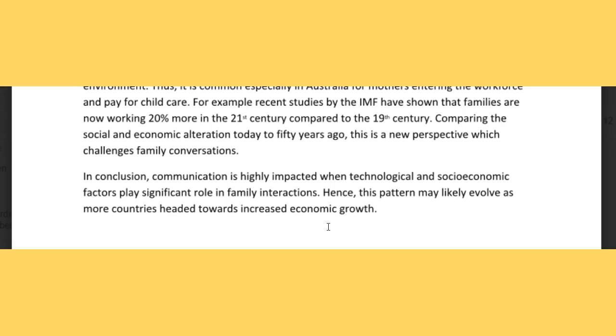In conclusion, communication is highly, communication is influencing heavily alongside socioeconomic factors in reducing family communication. Hence, this pattern may likely evolve as more countries head towards Western economic style economies. Would be a bit more accurate. Okay. Actually, increased economic growth is also viable. It's also valid. And that's a wonderful first essay, Elizabeth.